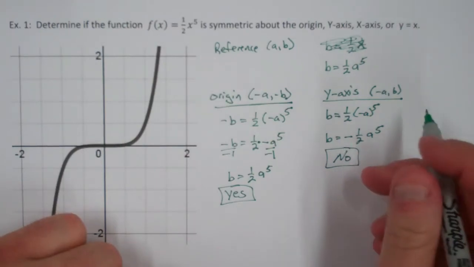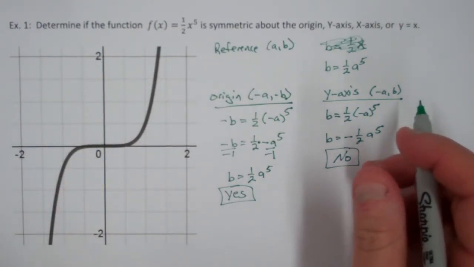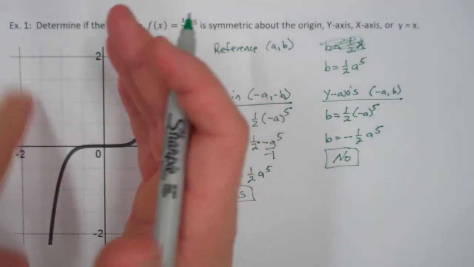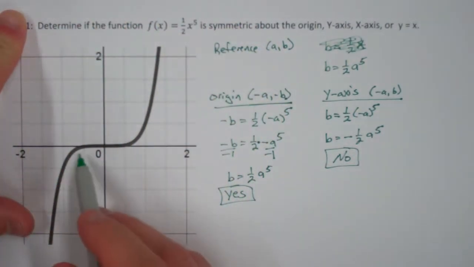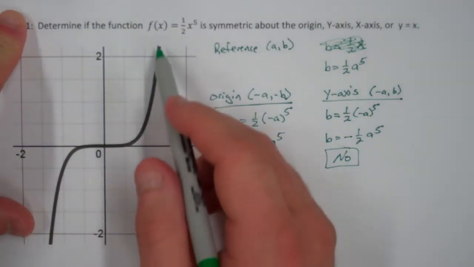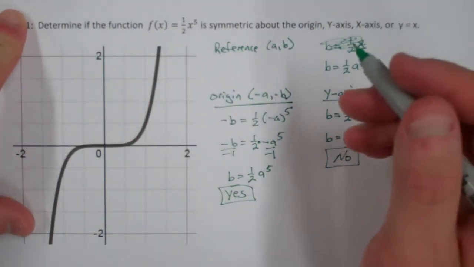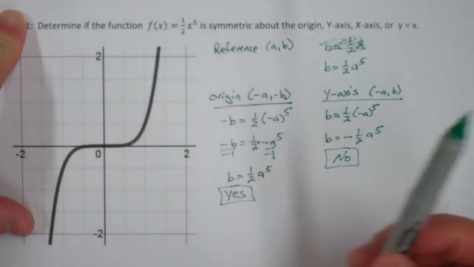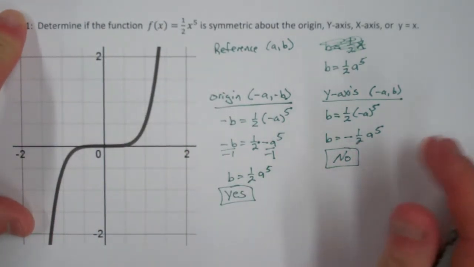The answer is no. And you can see also with the y-axis being here, if you flipped the graph to the other side over the y-axis, then this piece would be down here and it wouldn't line up on this top part. So this graph is not a reflection of itself over the y-axis.